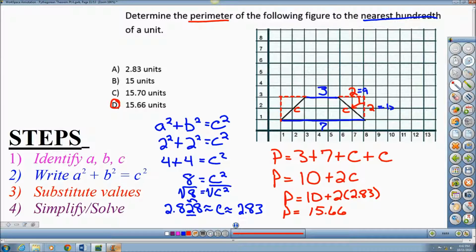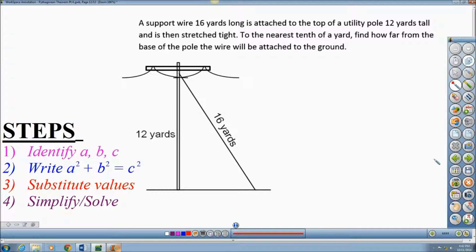Let's look at our last problem. Okay, a support wire 16 yards long is attached to the top of a utility pole 12 yards tall and is then stretched tight. To the nearest tenth of a yard, how far from the base of the pole will the wire be attached? So we need this measurement from the base of the pole to where the wire is attached. How far is that distance?